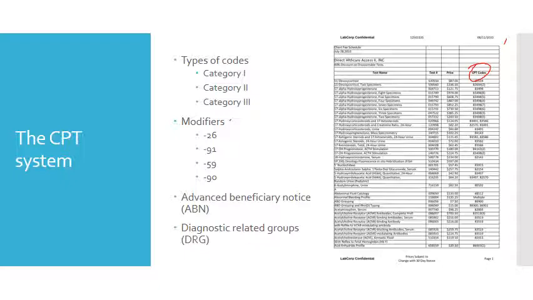If we know that in advance, then we need to get what's called an advanced beneficiary notice signed by the patient, which states, okay, the doctor is ordering this test, but it's very likely that Medicare is not going to pay for it, which means that the cost is going to be passed on to you, the patient, and you will have to pay for it out of pocket.